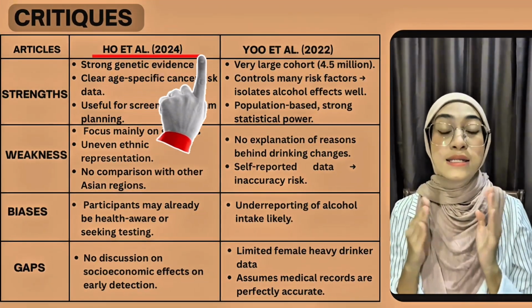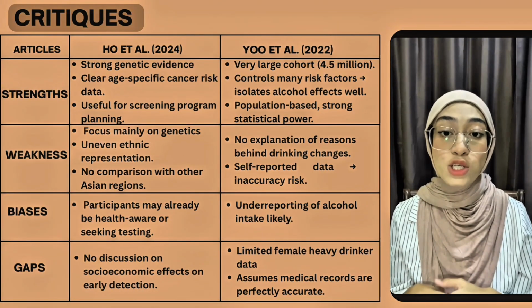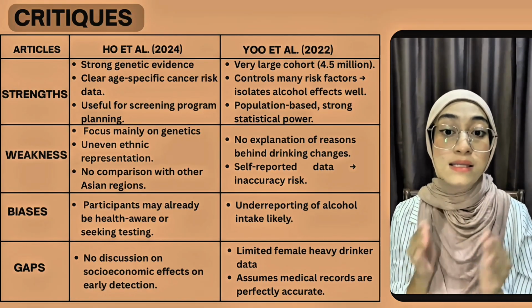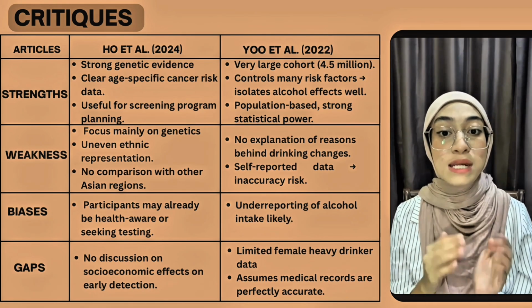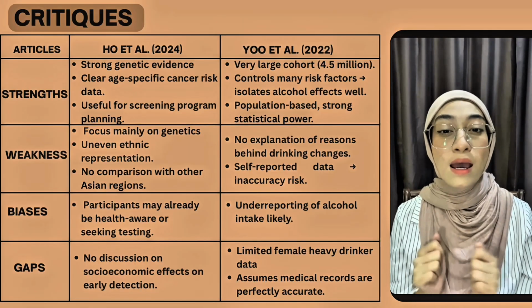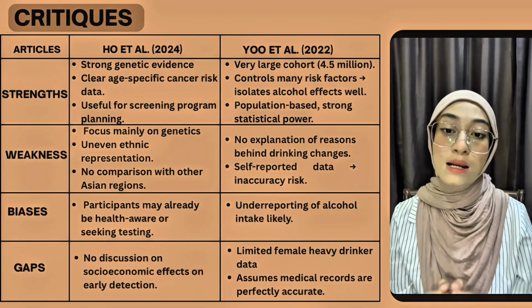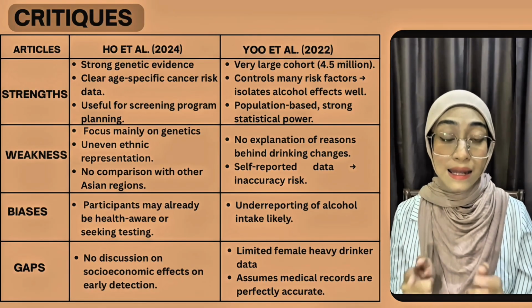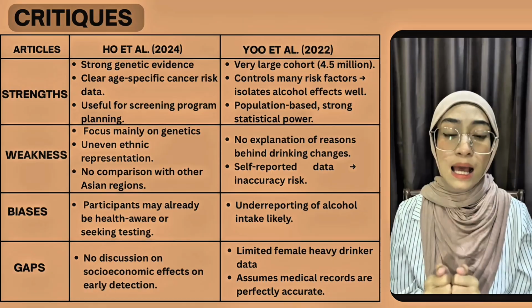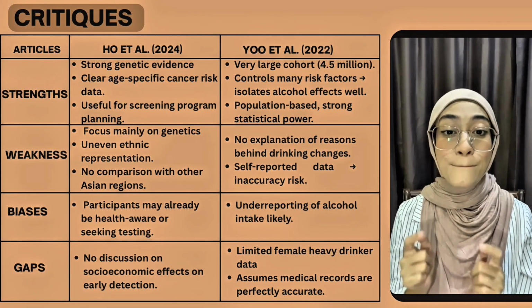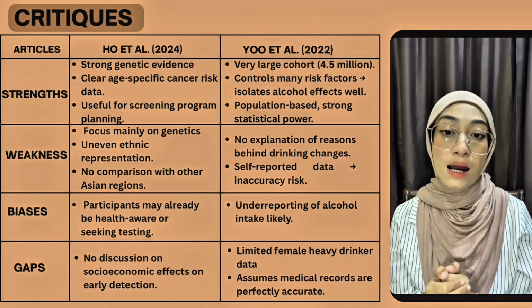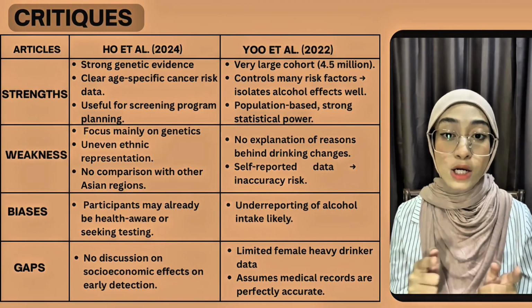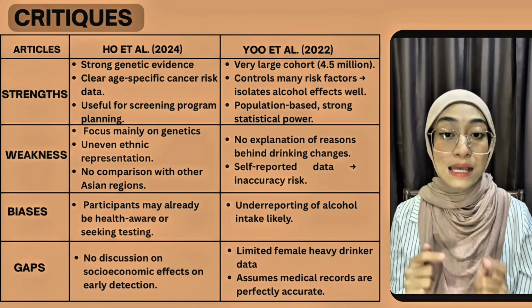Next, for the third article, the major strength is that the study is grounded in strong genetic evidence. It focuses on the BRCA1 and BRCA2 mutations and provides clear age-specific cancer risk estimates. This can help guide screening programs. However, the weaknesses are that it focuses fully on genetics without including lifestyle or environmental factors. There is also an imbalance in the ethnic representation, and it does not compare findings with other Asian regions. Bias exists because many participants may already be aware of their cancer risk or are actively seeking genetic testing. A key gap is the lack of discussion on how socio-economic factors might affect cancer detection in BRCA carriers.